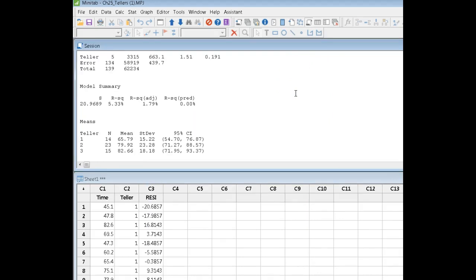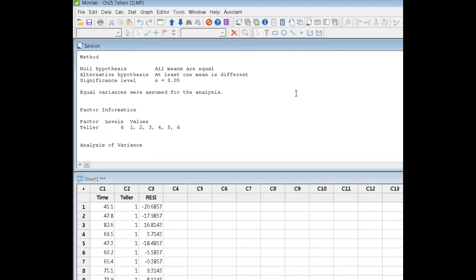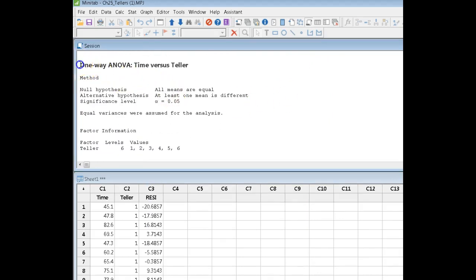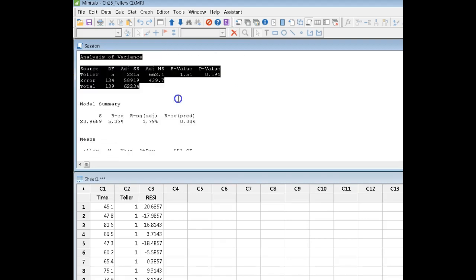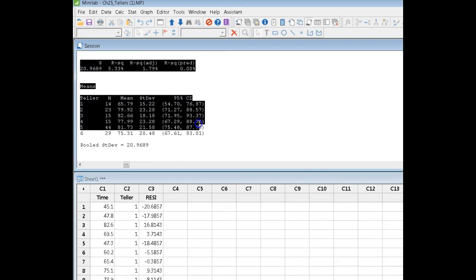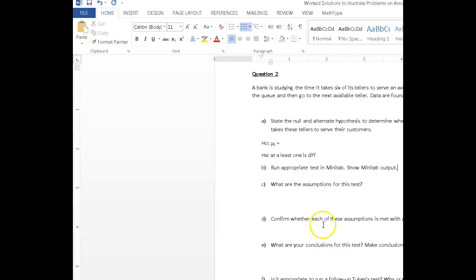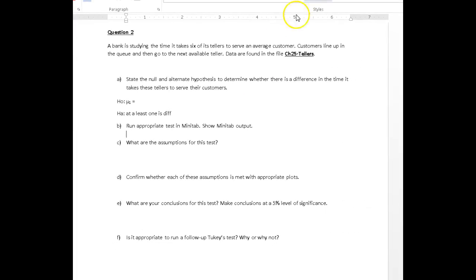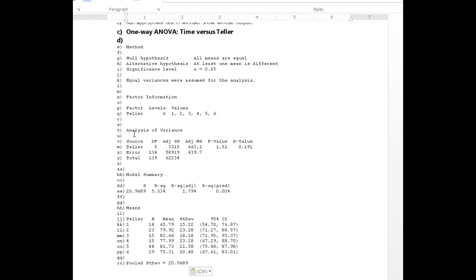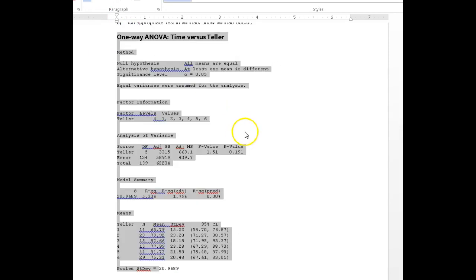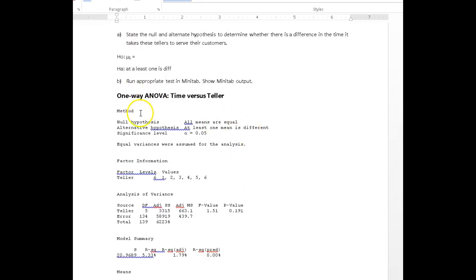So we may have met the assumptions of the ANOVA, and let's scroll up and pull this information into our Word document and see what we're going to say about all this. Right here we were asked to run the appropriate test in Minitab and show the output. Oops, except I don't want to have all that turned on. Okay, so here's my output.